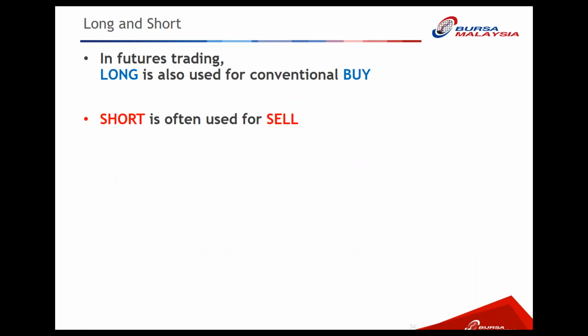Now, there's a term that you probably overheard just now. In futures trading, when we say conventional buyer, we use the term long. Long and buy are actually the same term when used in futures. So you can call your broker and say, I want to long a contract, or I want to buy a contract. It's essentially the same thing. And opposite to long is short, which is often used for sell. You can call a short contract or a sell contract. It refers to selling a futures contract.